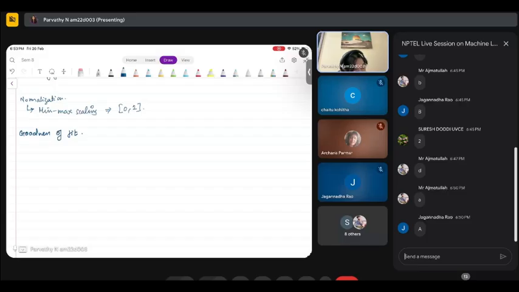The goodness of the fit. The cost function will tell us the mean squared error of our predictions. But suppose the mean squared error is 100, what does it mean? Is it a good fit or is it a bad fit? It depends on what your y is.